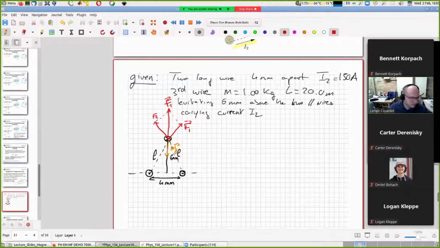We're going to implement a system of coordinates. k hat, because we want the weight to be in the z direction, which means we have j hat like that, and i hat coming toward us.